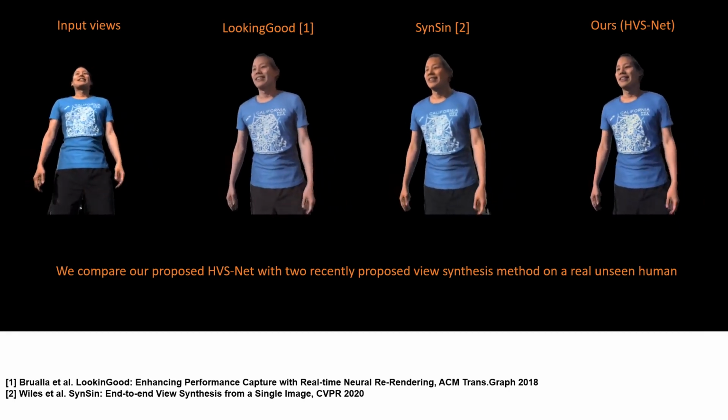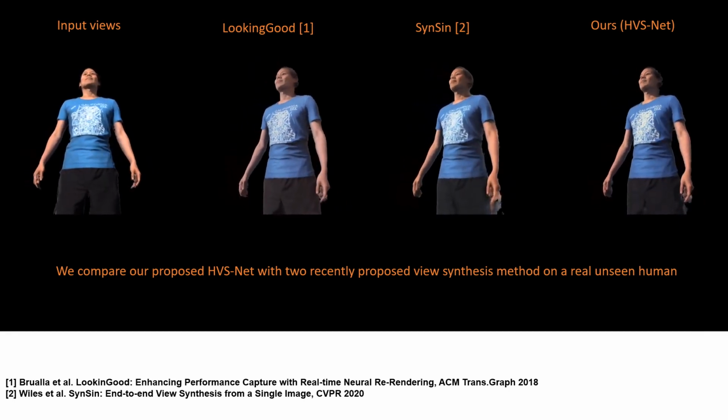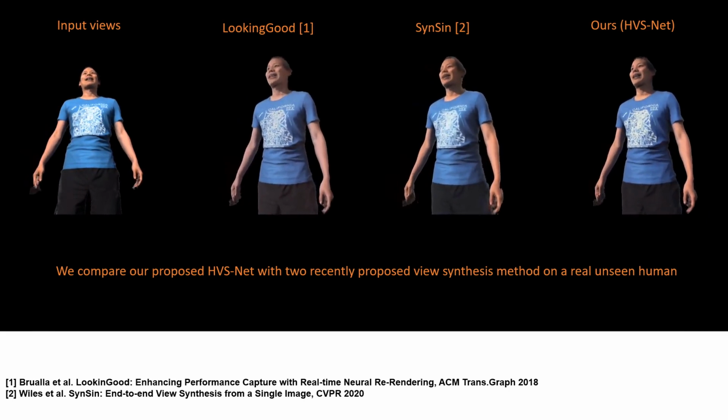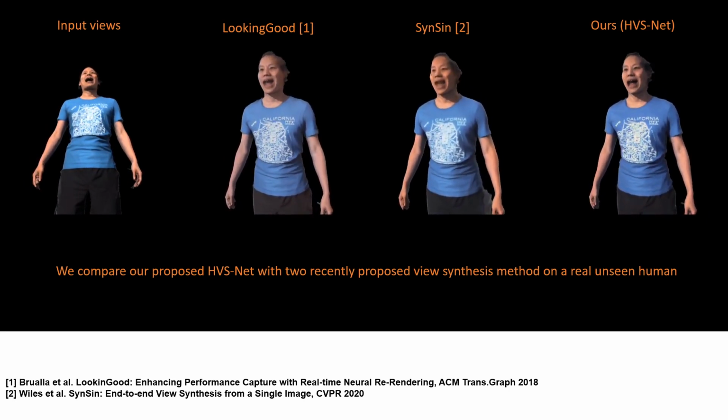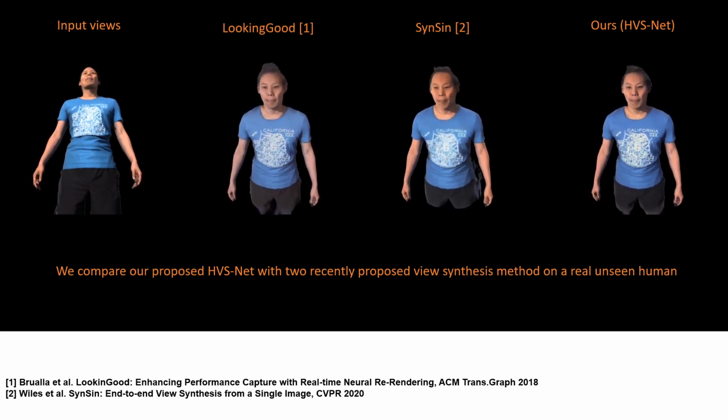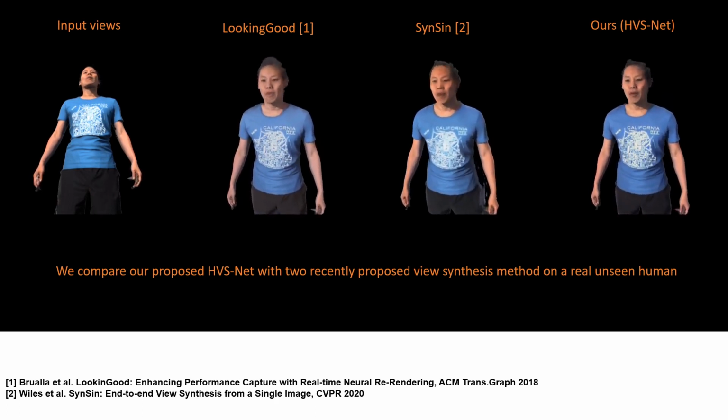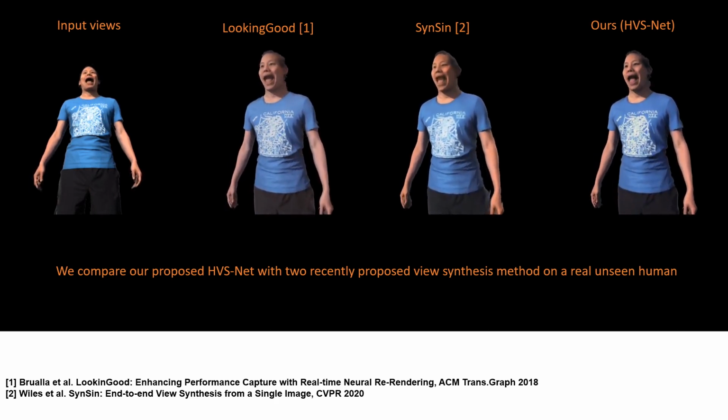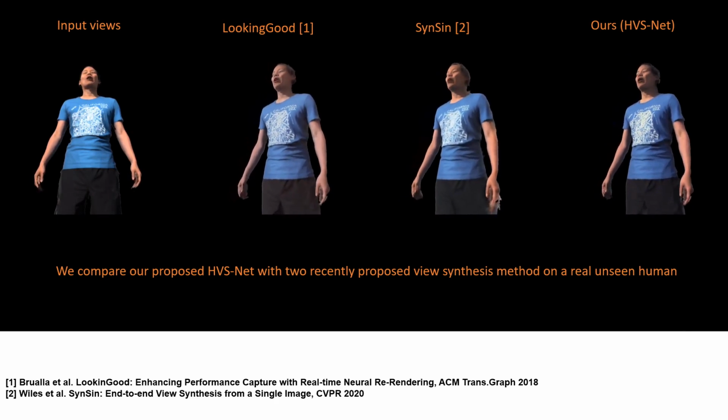Here, we compare our method with other state-of-the-art methods, such as Looking Good and Sensing. Our method is able to render plausible and realistic novel view of a human and outperform both baselines. I personally like the high-quality logo that has been rendered on the t-shirt of the human.